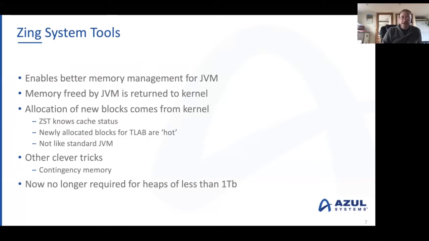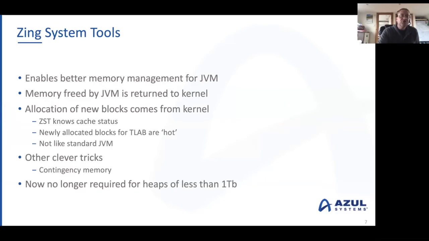Because if you look at Linux, Linux has a virtual memory system that maps physical pages of memory to virtual address space for applications. It's good, but it's designed for general purpose applications. In the case of the JVM, that's a very specific user of virtual memory. So we designed Zing System Tools to sit alongside the Linux virtual memory system and allow the Zing JVM to work in a more high performance way for the way that memory is used. So it does things like returning memory to the kernel when it's no longer required. When we allocate new blocks, we can understand the cache status. We can make sure that where possible, we always allocate a hot block that's already in cache.